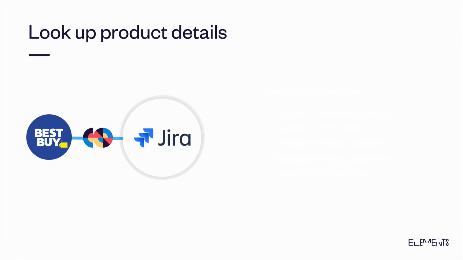So now we're going to look at product details. And for this use case, we're going to use Elements Connect to fetch data from Best Buy. For those of you who are not familiar with Best Buy, think of it as an alternative to Amazon when it comes to electronic devices.